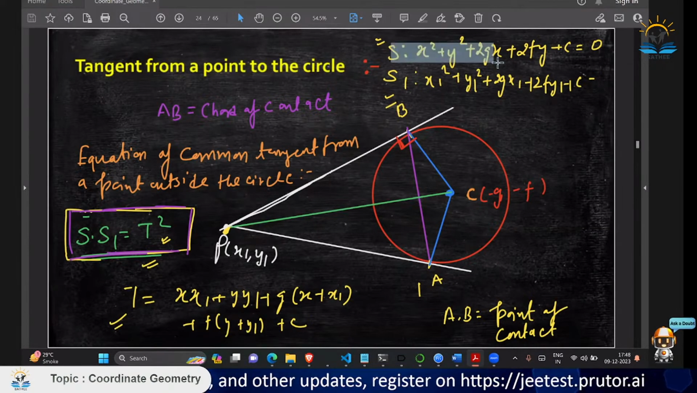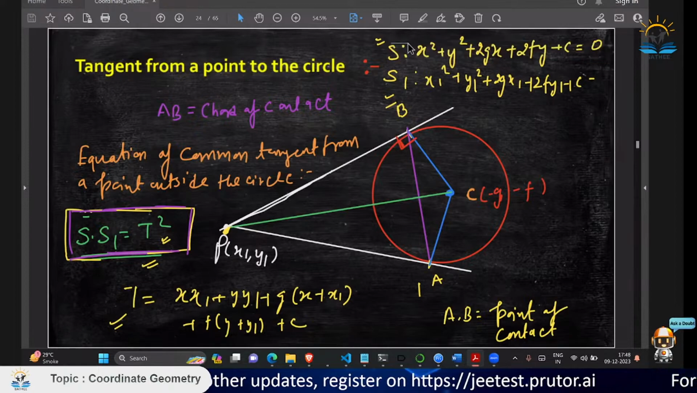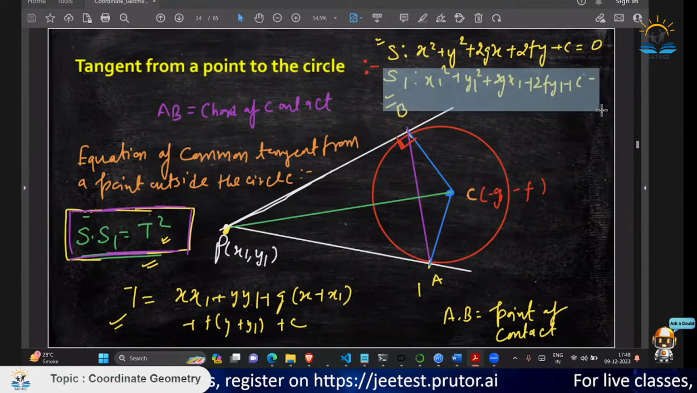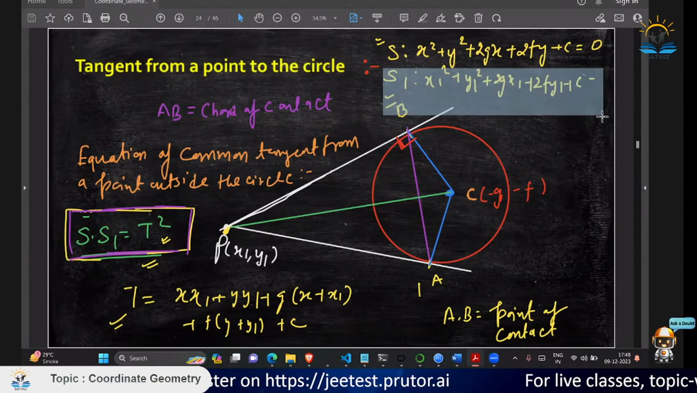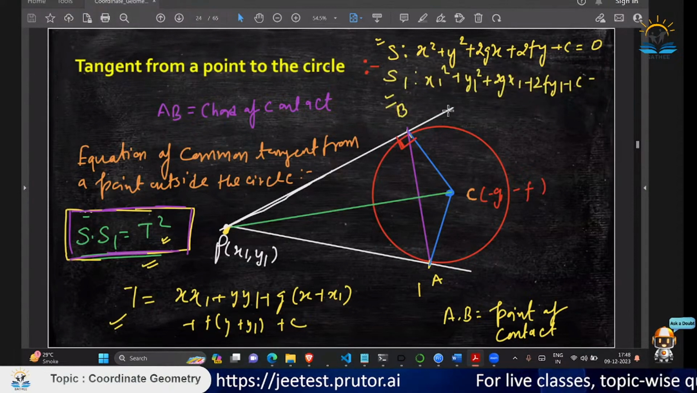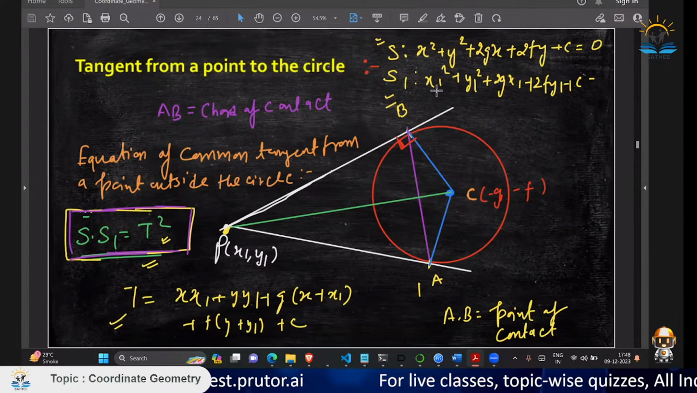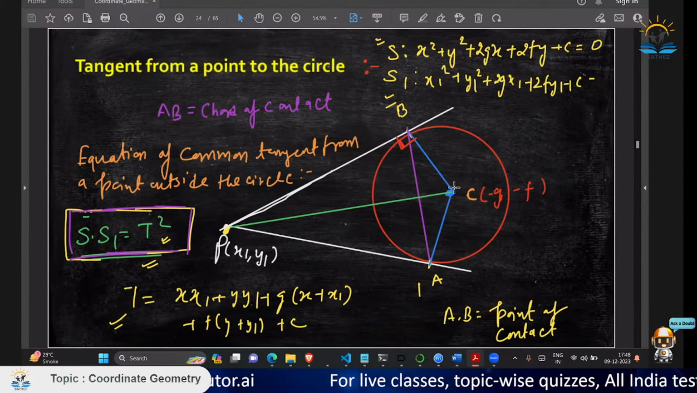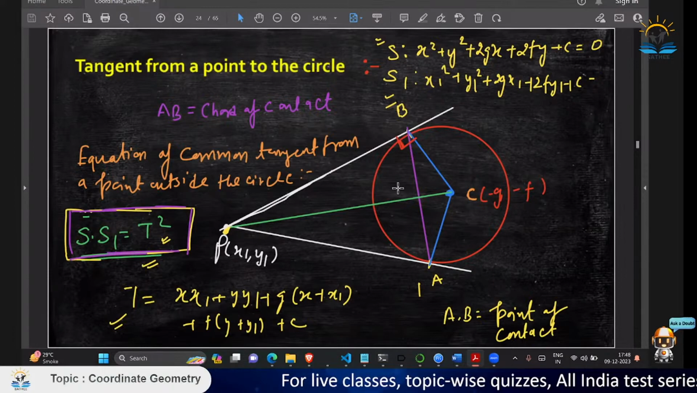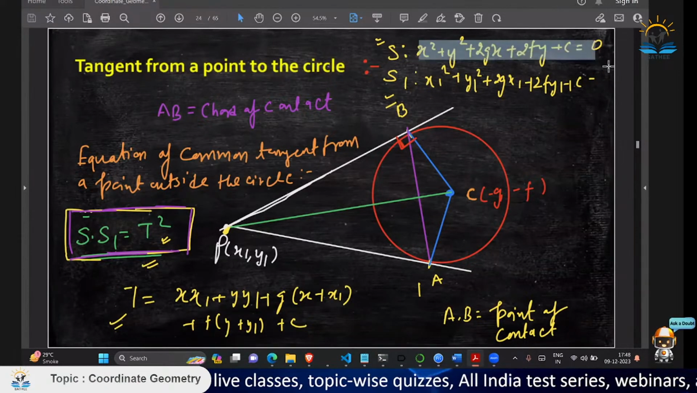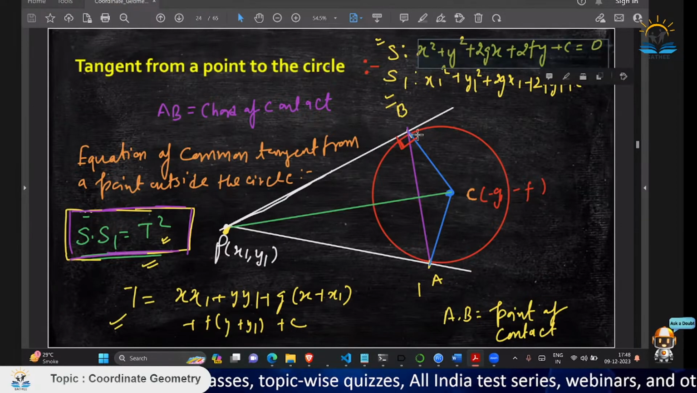S is the equation of the circle. S1 is the equation when we put x1, y1 in the circle's equation. Now this S1 won't be zero. You will say that x1, y1 satisfy the circle. How does it satisfy? It doesn't satisfy, right? It doesn't lie on the circle. When you put x1, y1 in this equation, you will get a non-zero value because it doesn't lie on the circle.